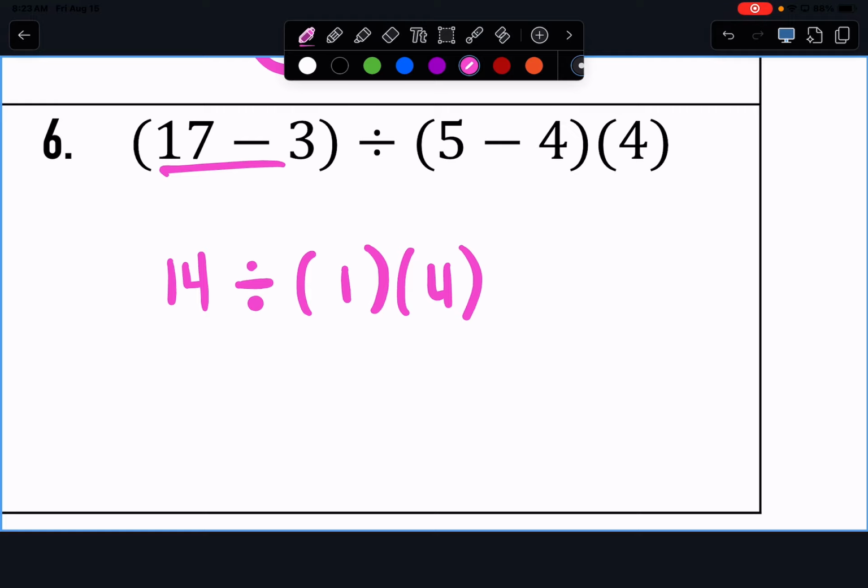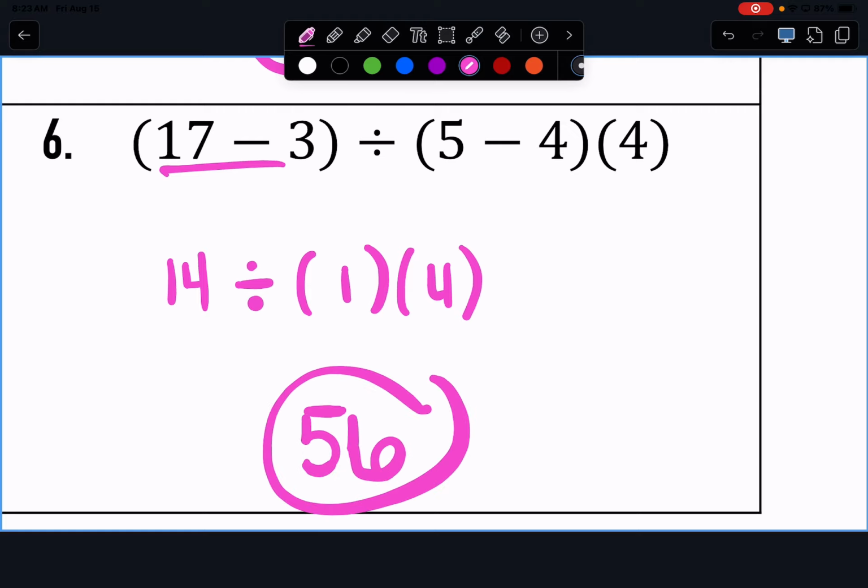So we have 14 divided by 1 times 4. What order do I need to do that in? Left to right. All right. So if we look at this, what should my answer be? 56. Because 14 divided by 1 is? 14. And then 14 times 4 is 56. All right. So we're going to go ahead and flip to the next page.